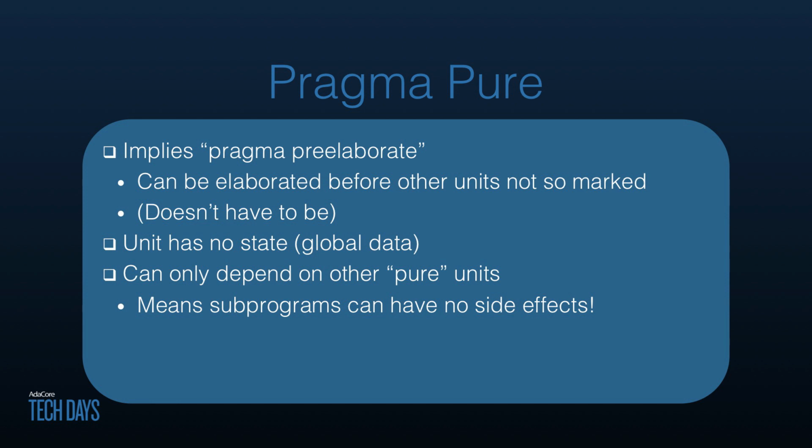It also provides some information to the linker, the binder, that a pure unit is allowed to be elaborated before anything else because we know it doesn't rely on any other state data. And because it only depends on other pure units, we know that even down the road, nothing else will be modified by calling a function within a pure unit.